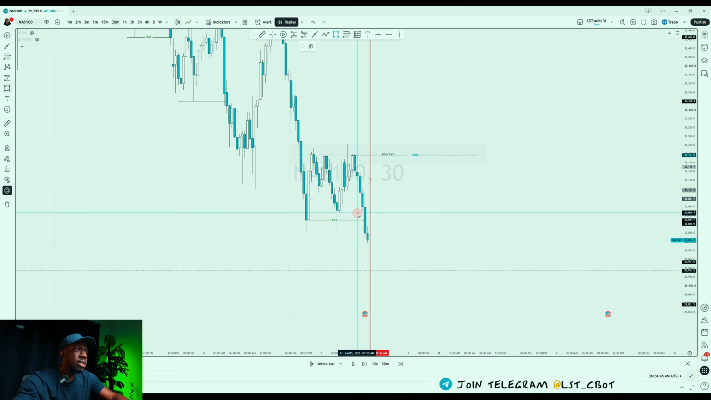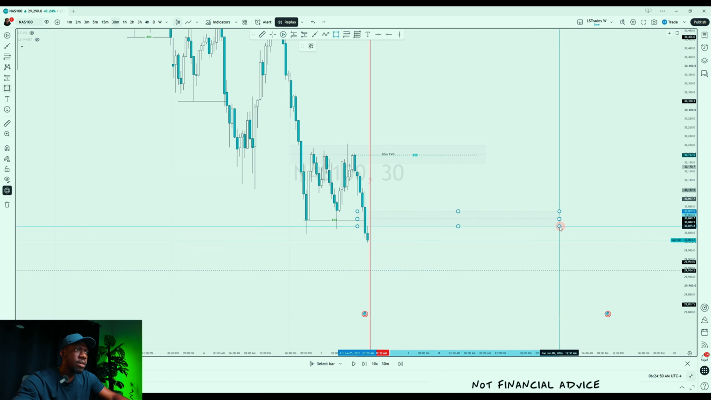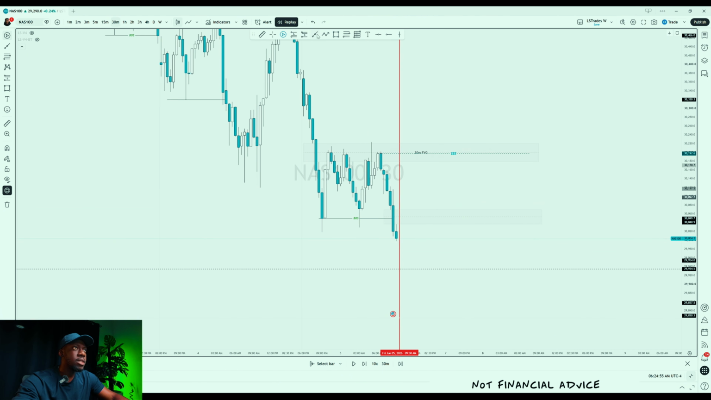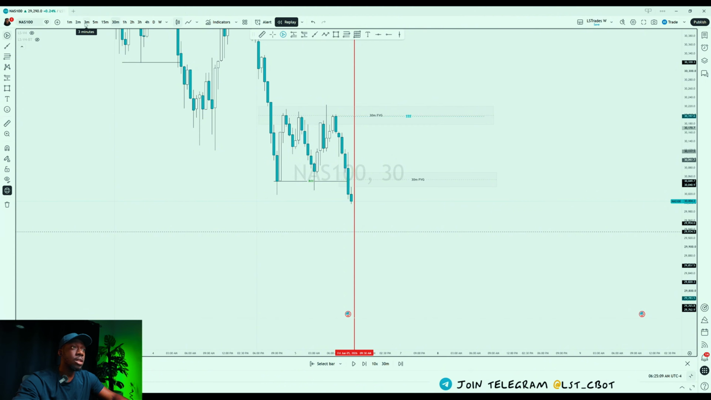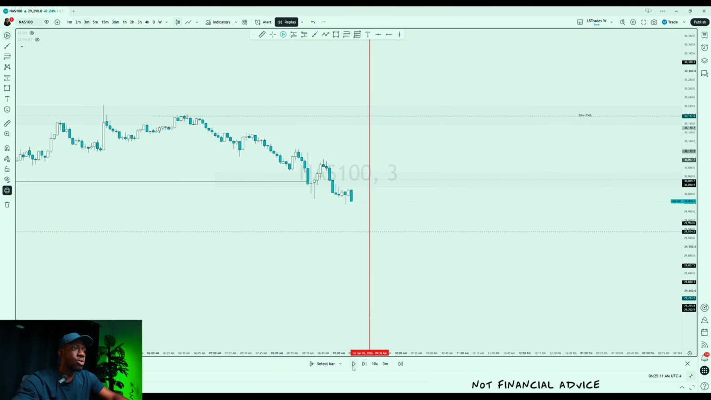The only thing I'm seeing here is this 30-minute fair value gap. I do see another 30-minute. I don't know if this candle is done, but this is a 30-minute fair value gap. All right, so we're looking for a continuation move. Okay, let's mark this as a 30-minute fair value gap. So we're going to go down to the 3-minute because the market is almost open. Play this, pause. Okay, all right, so let's see the 30-minute.